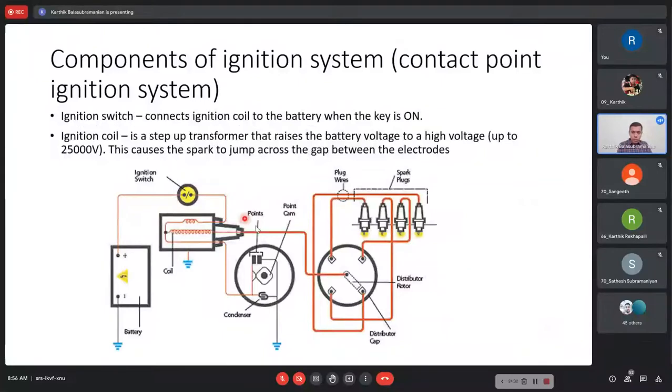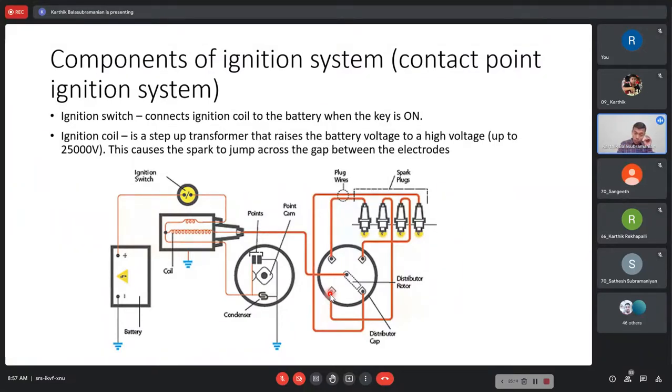I'll show you. This is the distributor. Are you able to see this? Here you see there are four, let's say we consider a four cylinder engine. Each cylinder will have one spark plug, so we have four spark plugs, and the distributor has four connections. So every spark plug will get the supply from the ignition coil according to the firing order. Depending on the sequence in which we want the sparks to be given into the cylinder, accordingly we will connect it in the distributor.